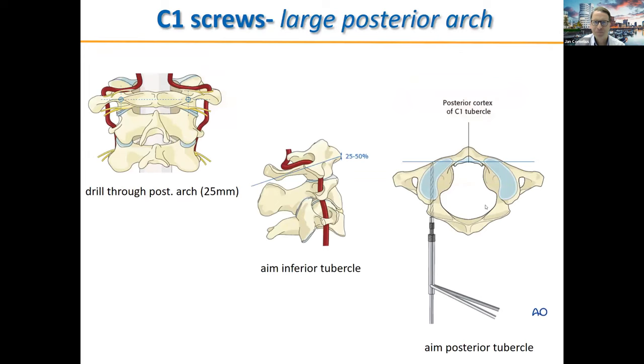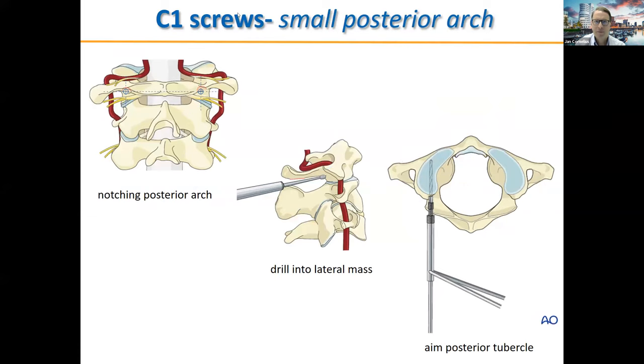For the C1 screws, if you have a large posterior arch, you may drill through the posterior arch of C1 here in the midline. The trajectory is a bit upward orientated. You aim at the inferior part of the anterior tubercle, and the direction is pretty straightforward. If you have a smaller arch, like here, you may need to notch the posterior arch, and then the direction and the insertion of the screw is pretty much the same.